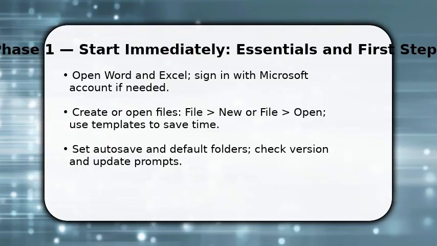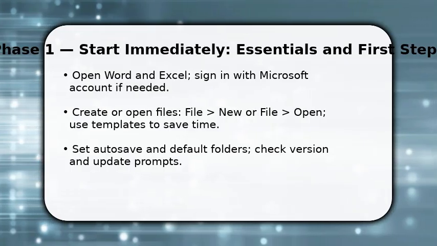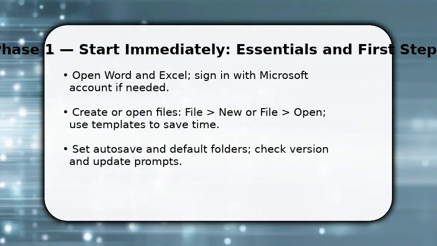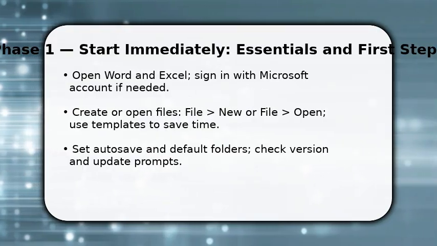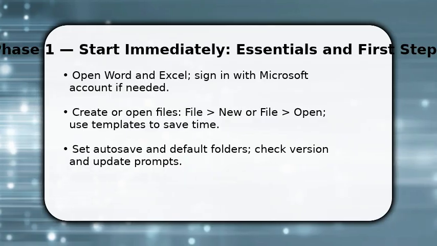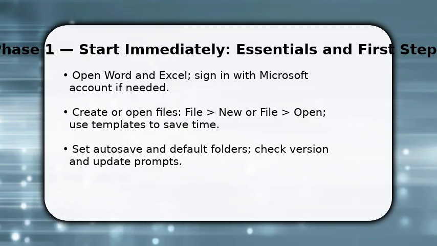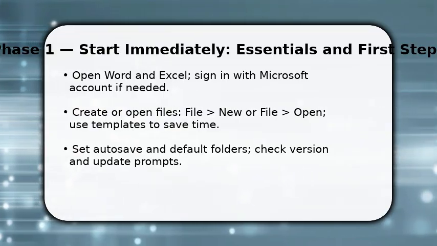You begin by launching Word and Excel together so files move smoothly between apps. Open your templates or a blank document, and in Excel create a workbook. This saves repeated setup. Once done, enable autosave and link to OneDrive. Make sure to choose sensible default folders to avoid lost files.